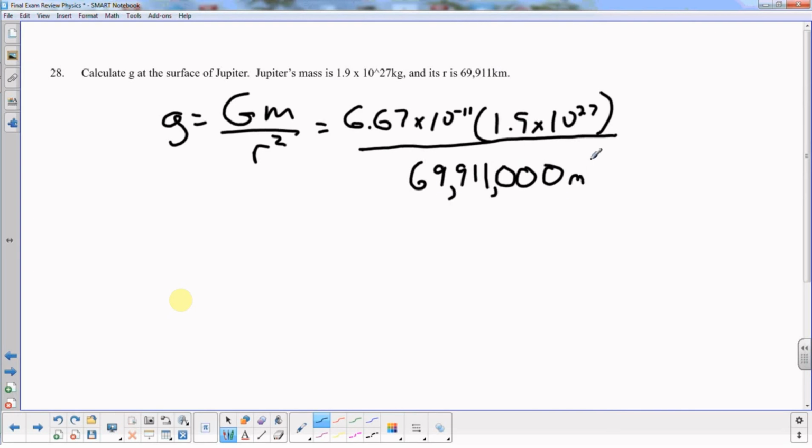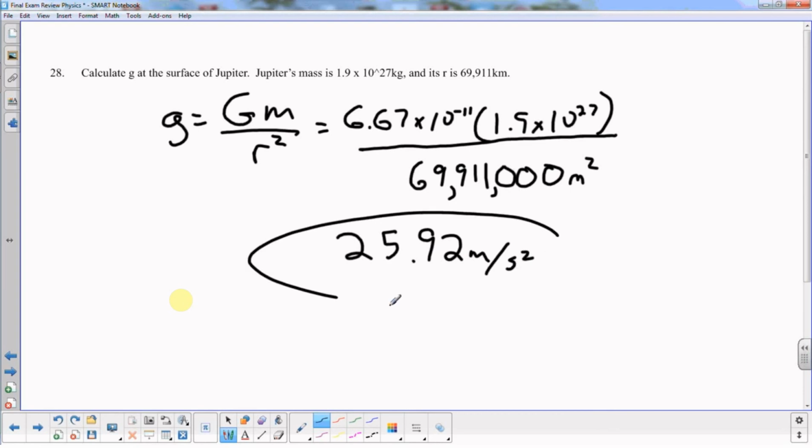And then you're going to have to do some parentheses and stuff like that. So 6.67 times 10 to the negative 11 times 1.9 times 10 to the 27 divided by some parentheses here, 69,911,000 squared, close my parentheses, 25.92 meters per second squared. At the surface of Jupiter.